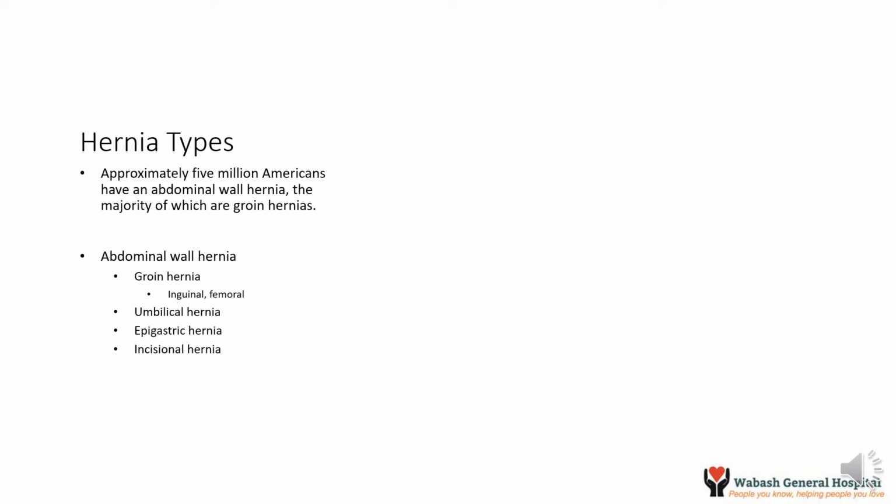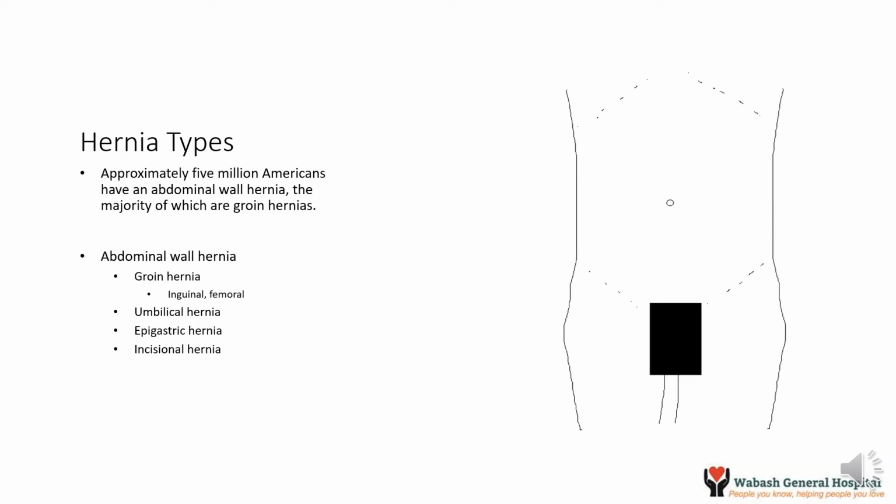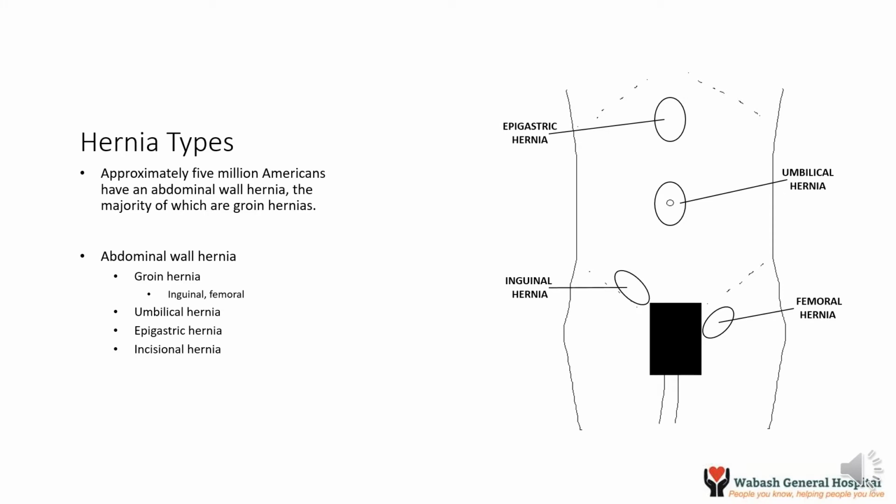Now, the types of hernias. Approximately 5 million Americans have an abdominal wall hernia. Most of these are groin hernias. This is a picture which basically depicts it diagrammatically. The groin hernias can be either inguinal or femoral. Belly button hernia, as commonly called, are the umbilical hernias. Things above the umbilical hernia are usually classified as epigastric hernia.